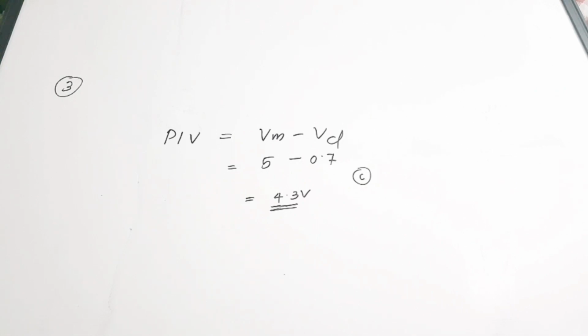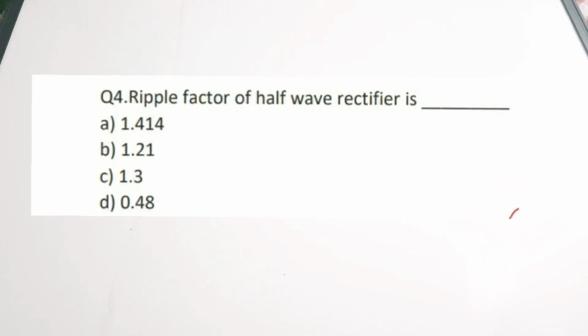Now, the fourth question. The fourth question is connected to the ripple factor. Again, ripple factor is a very commonly asked type of question. It is a theory question. It is a constant value. You should know the ripple factor for all the types of rectifiers. So the question is, ripple factor of a half wave rectifier is dash. A 1.414, B 1.21, C 1.3, D 0.48. Correct answer is option B, 1.21.